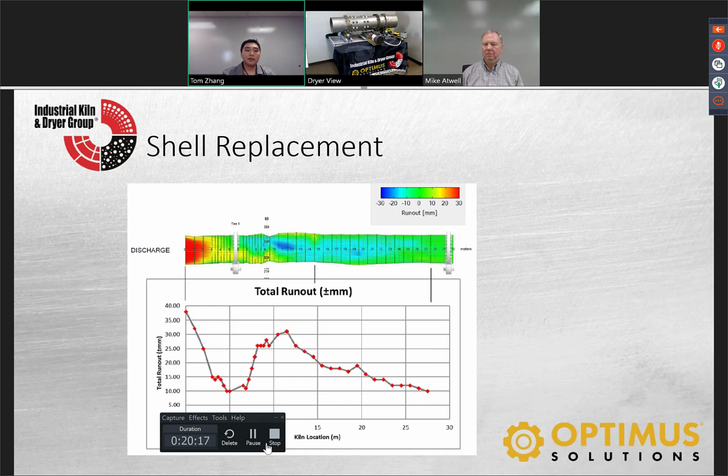So the rule of thumb in the industry is if you're above, say, half an inch runout, so 12 millimeter in this chart or 15 millimeter in this chart, you need to replace shell. Okay? Well, before we just go replace shell, we need to talk about it. We need to measure it. We need to learn the history.